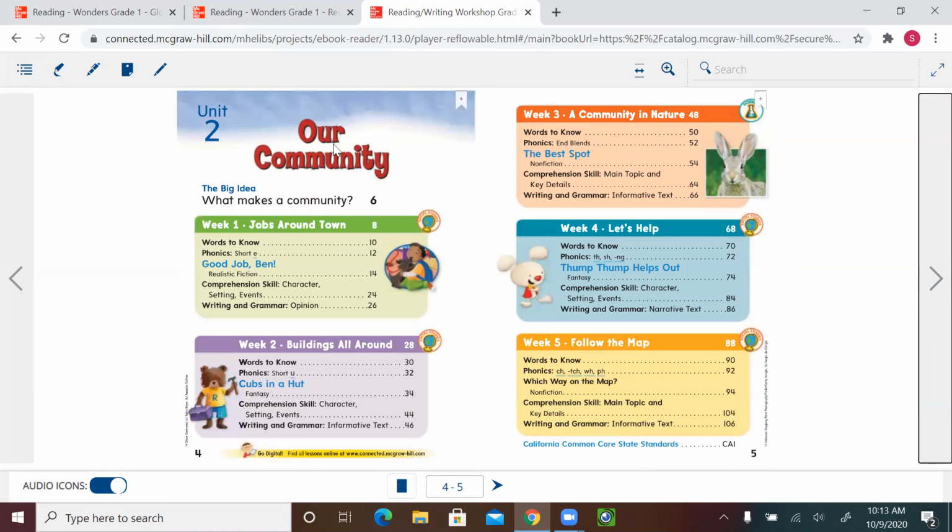All right. This unit talks about our community. In this unit, we will be covering 5 weeks with 5 topics related to community: Jobs around town, buildings all around, a community is in nature, let's help, follow the map. The big idea for this unit is what makes a community.